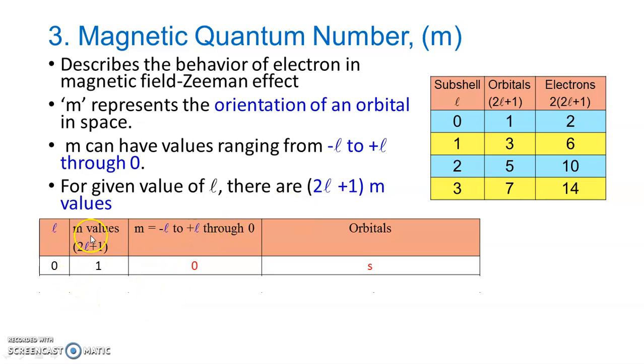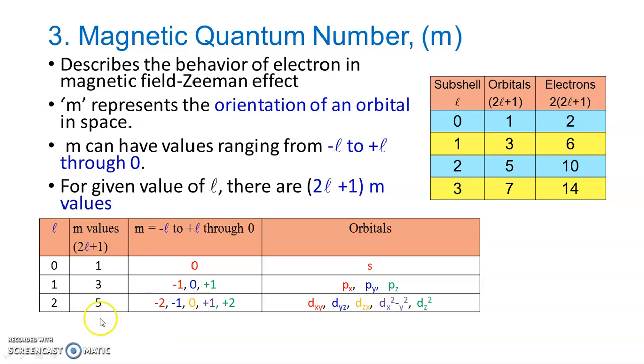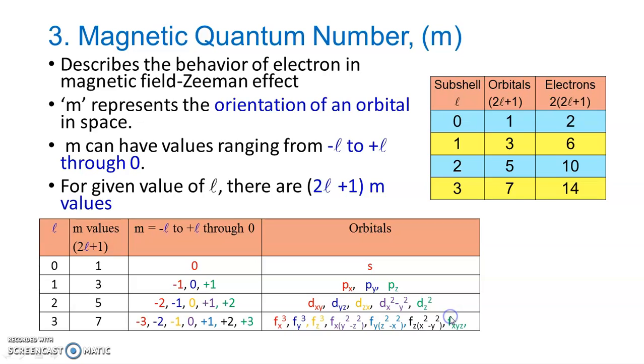Similarly, when l is equal to 0, the possible value of m is only 0, and the orbital is s. When l is equal to 1, possible m values are 3, that is -1, 0, +1, and the corresponding orbitals are px, py, pz. If l is equal to 2, there are 5 m values, and possible orbitals are dxy, dyz, dzx, dx²-y², and dz².